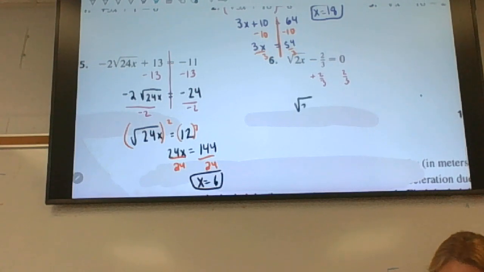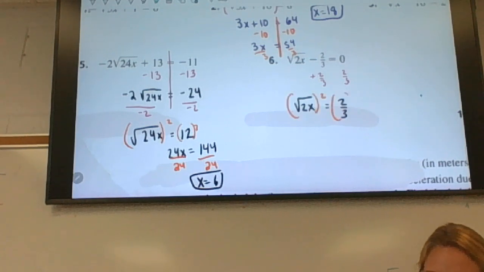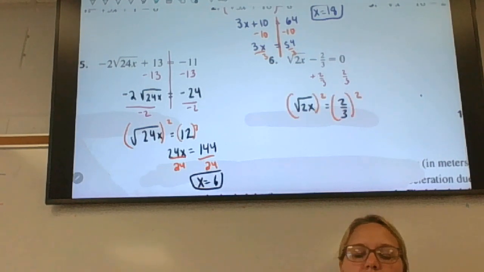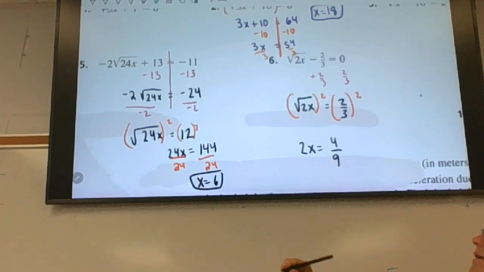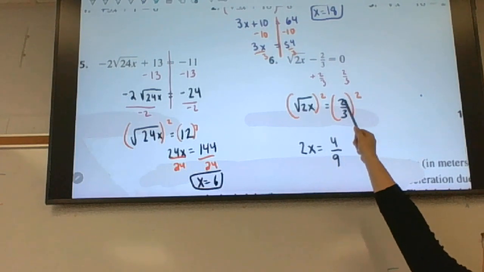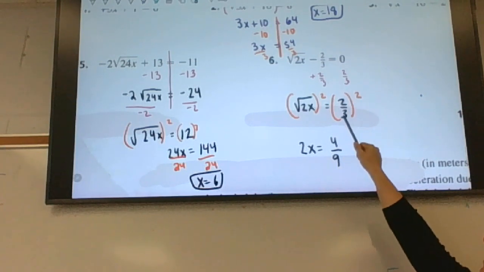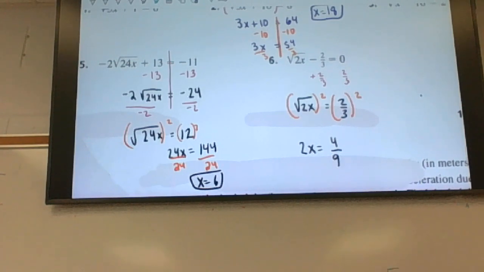The square root of 2x is 2/3, and then we have to square a fraction. Power of 2 on both sides. Now 2x is 4 over 9. Just do the top, 2 times 2 is 4. Do the bottom, 3 times 3 is 9. No big deal.